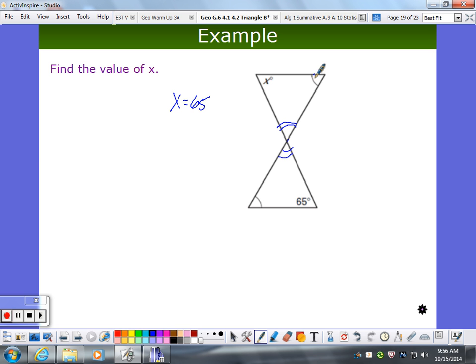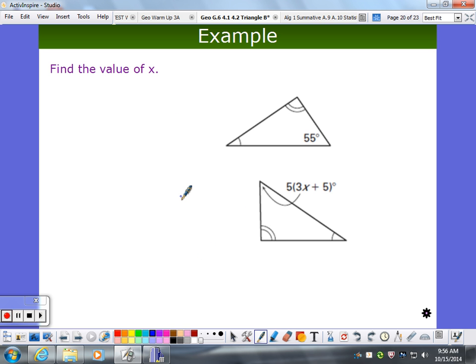65. And if you wanted to use the parallel, you could say because the alternate interior angles are congruent, so these alternate interior angles, I mean, that works too. But we were using the one that we just learned. What else do we have here? This guy here is example B on your paper there.